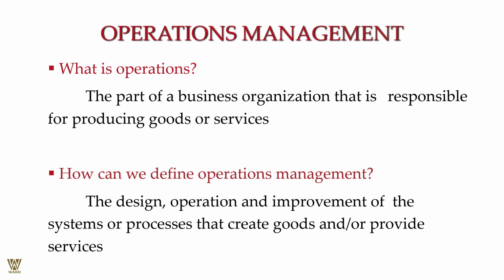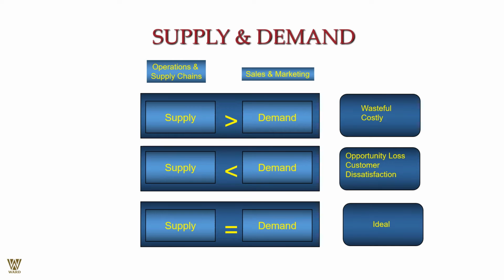And how can we define operation management? The design, the operations, the improvement of the system or process that creates goods and provides services. That is what operation management is all about. And we need to have proper control, proper sync, proper implementation to be done during the operations of the organization. So yes, the part of the business organization that is responsible for producing goods and services and monitoring is known as operation management.